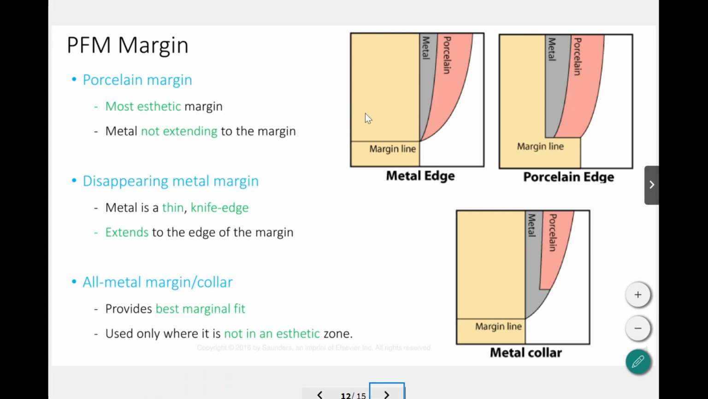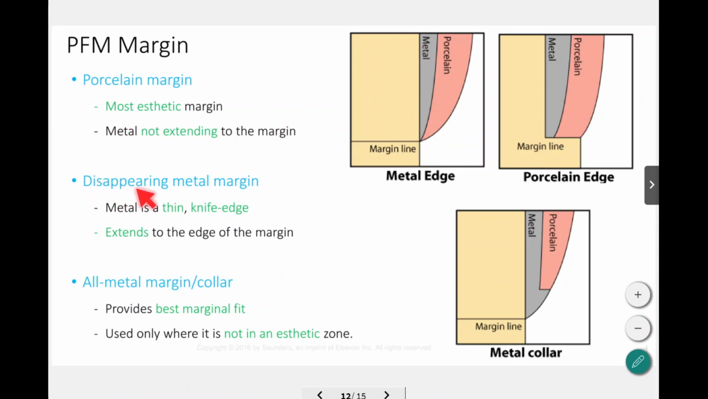As you've seen, and as you know now, porcelain fused to metal crowns have a metal portion and have a porcelain portion. So there are three types of margins that we have for that. It can be a porcelain margin, like you see here in this picture, and technically this is the most aesthetic because you don't see any of the metal part of the tooth, and the metal does not extend to the margin, right? It can be even less than that, where the porcelain is just covering it. But anyway, this also shows it.